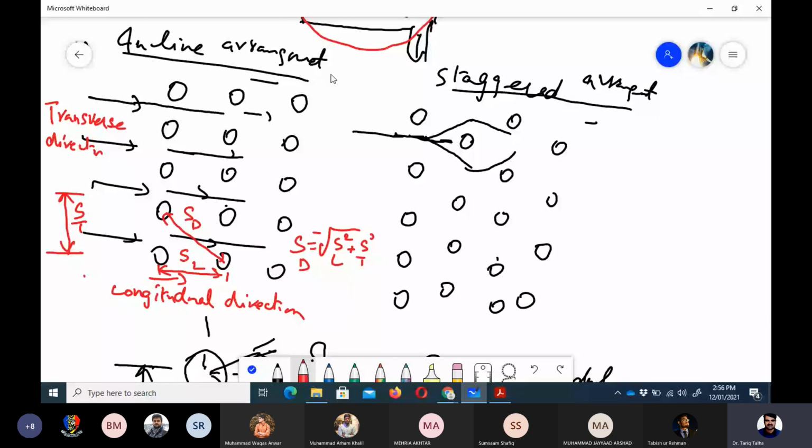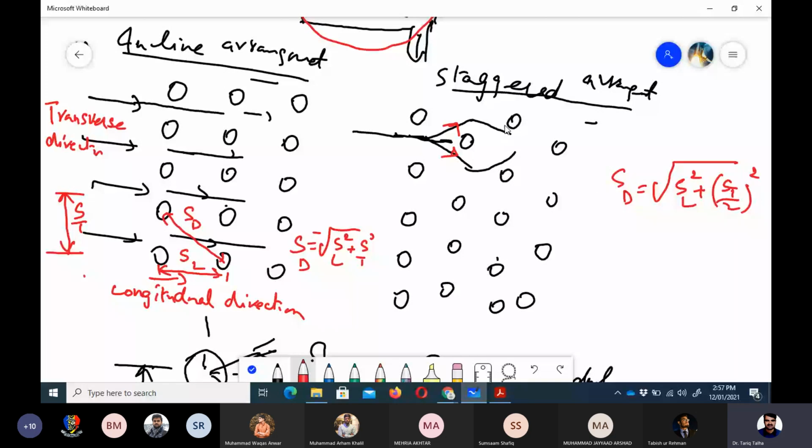For the staggered grid, we have a tube in between in the vertical direction. We have a hindrance, so if the flow comes here, it has two options: it can go this way or this way. So it is kind of flow over a pipe or cylinder in this case. If we want to determine SD here, it would be equal to the square root of SL square plus ST divided by 2, squared. So the SD definition is a little different for the staggered grid.